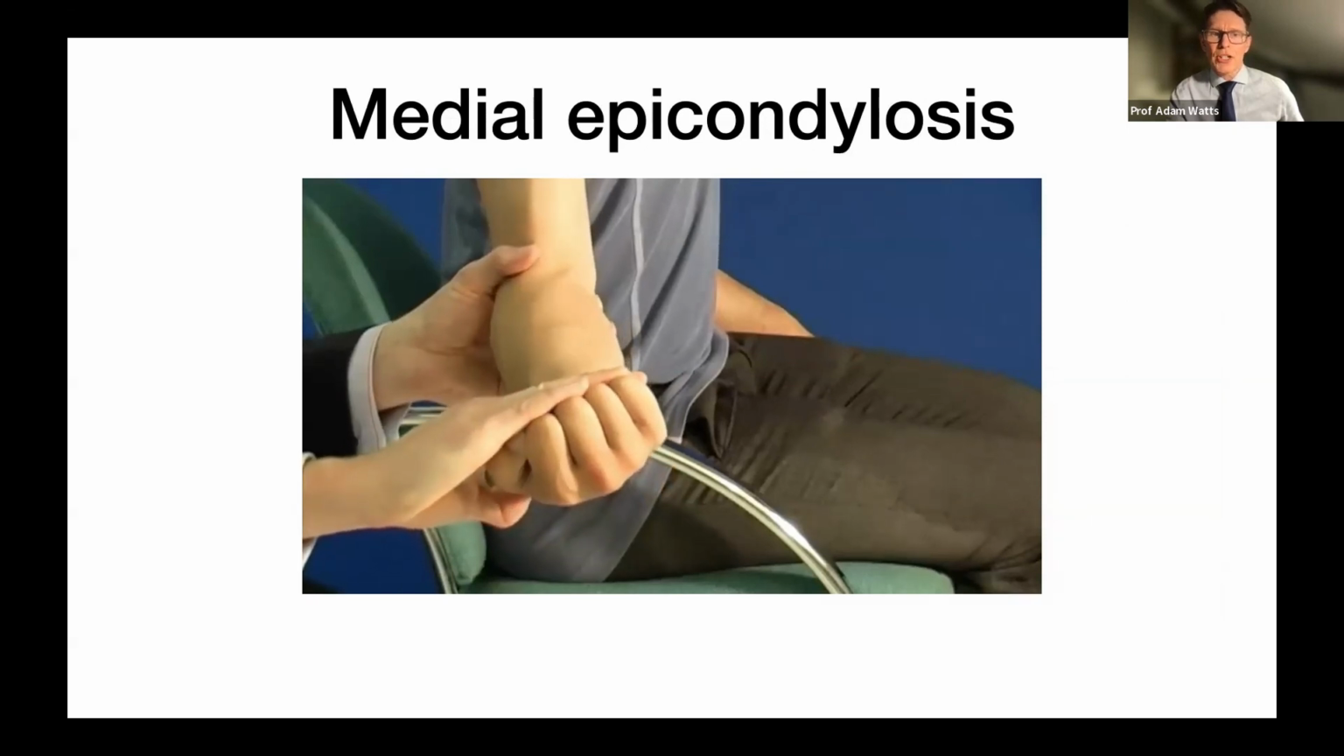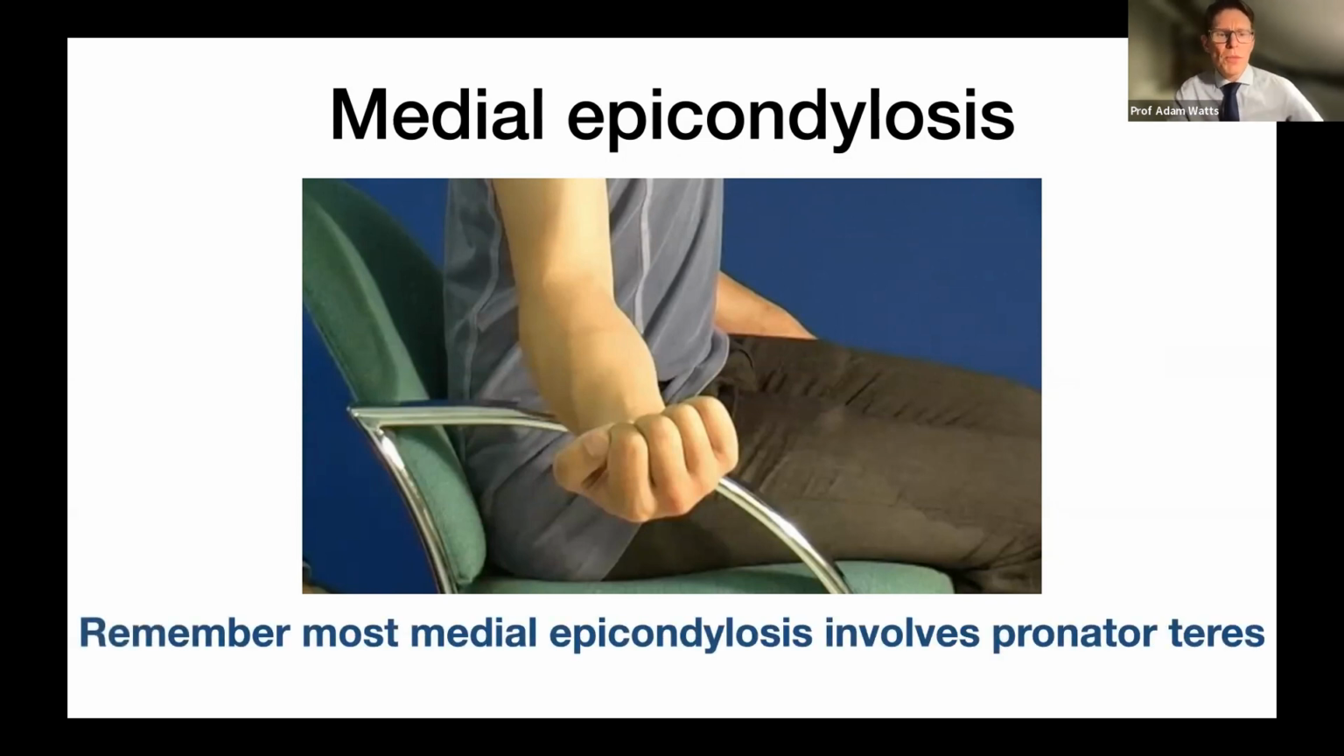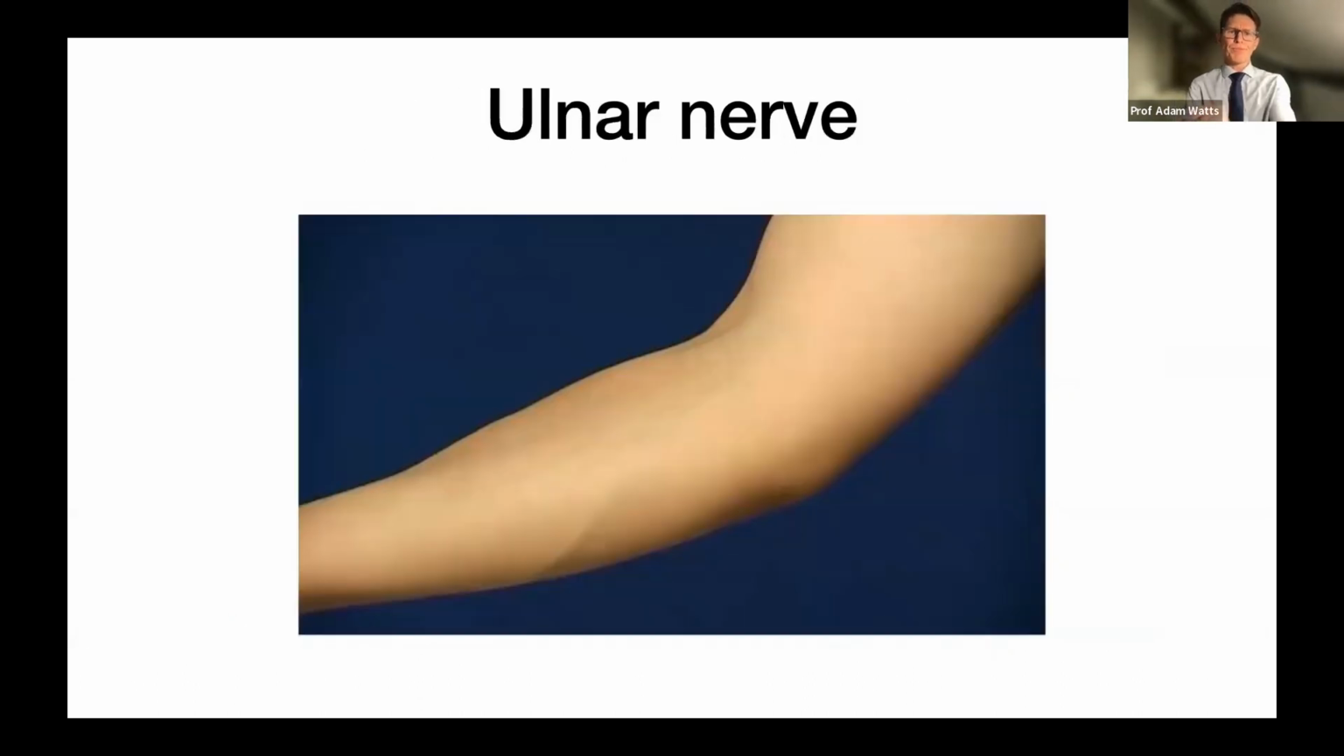One of the most common mistakes I see is that when people are assessing medial epicondylosis, they assess wrist flexion. But most medial epicondylosis isn't affecting the long flexors, but is affecting pronator teres. So you have to assess resisted supination by asking the patient to maintain a pronated position with the elbow extended, and then as you try and supinate, they maintain that position, and that is more likely to reproduce their symptoms. So most medial epicondylosis involves pronator teres, and it's forearm rotation that reproduces the symptoms.